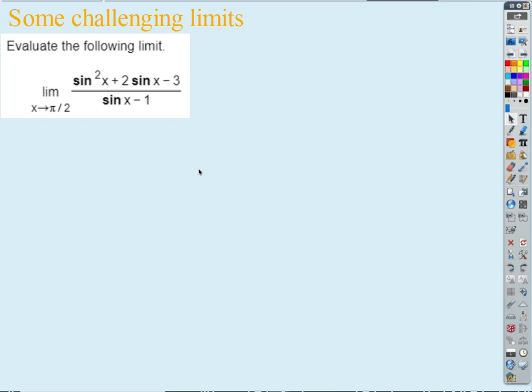When you're looking at things like this, you want to see the trig functions, like sine squared of x as the quantity sine x squared. You want to see the trig functions as individual entities that you can work with algebraically, just like variables, right? So we could factor the top. This is similar to saying x squared plus 2x minus 3. Well, you can factor that, right? Okay, so we can factor this.